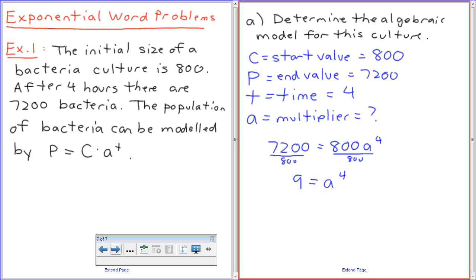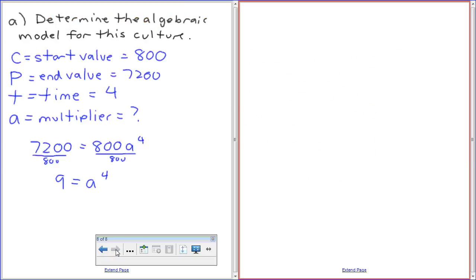Oh, go ahead. You could, I'm not going to though. You want to log both sides? Oh, fine. I was going to do the fourth root, but you can log if you want to. So we can log both sides. We can go log 9 equals log a to the 4. Is that right?